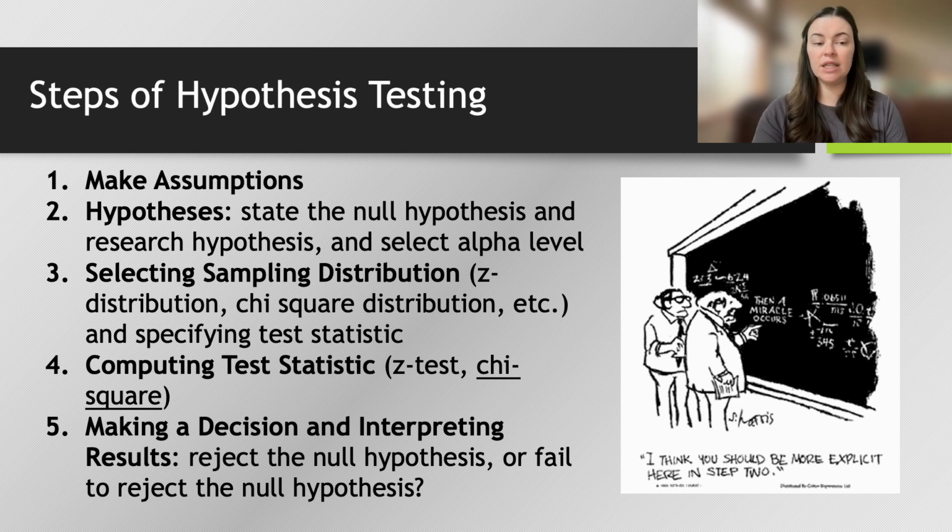Our third step is to select our sampling distribution. And even though we have the Z distribution at our disposal, whether that's for 1 sample or 2 sample tests, and whether we're conducting that for means or proportions, we will now be introducing the chi-squared distribution and specify that corresponding test statistic. Our fourth step is to compute that actual test statistic. And again, we will only be using the chi-squared test for the purposes of this presentation and model. Lastly, we make our decision and interpret the results within the context of the problem. In other words, are we going to reject the null hypothesis or fail to reject the null hypothesis?